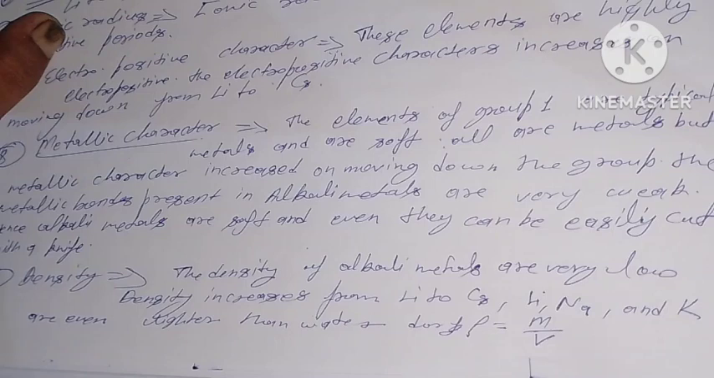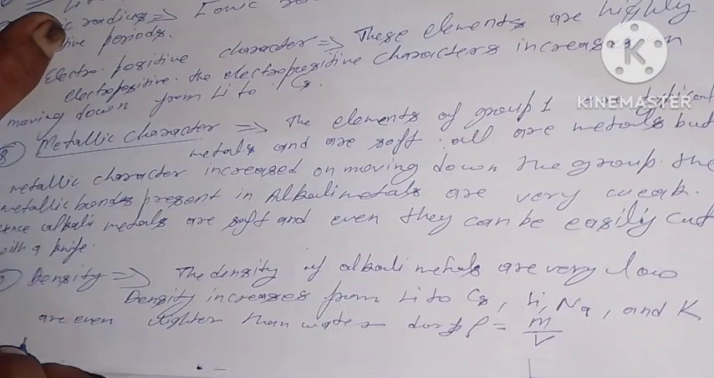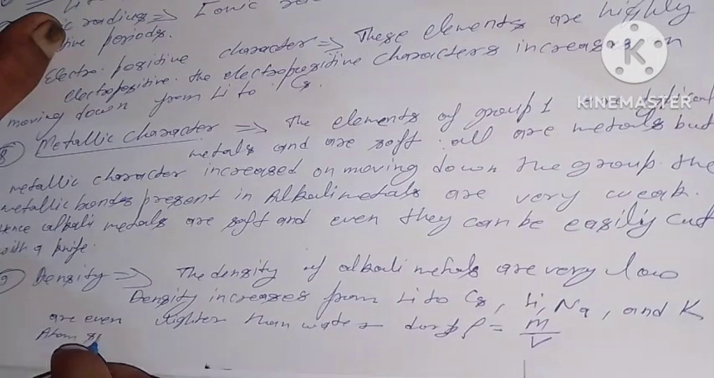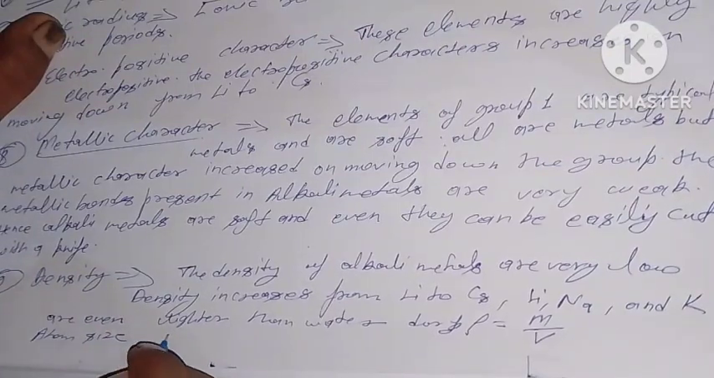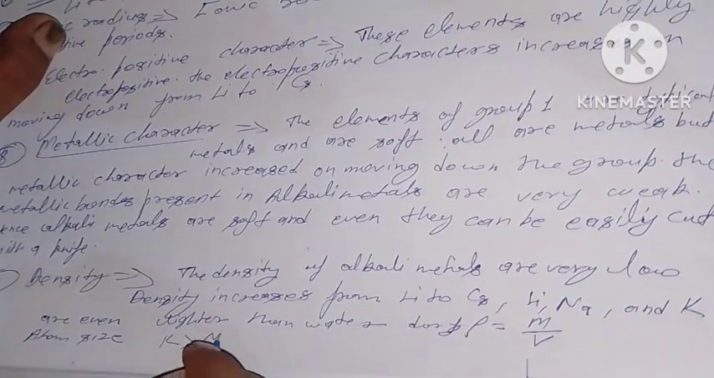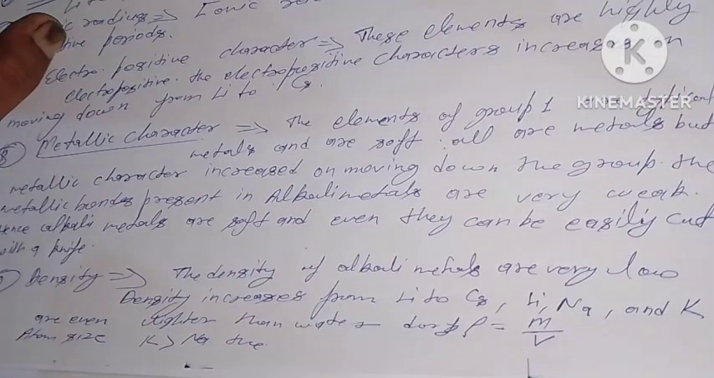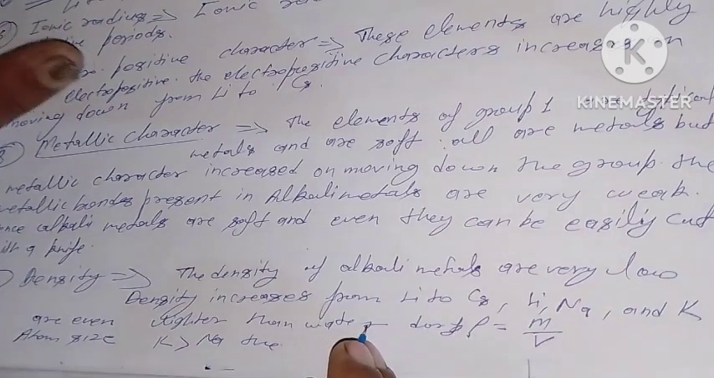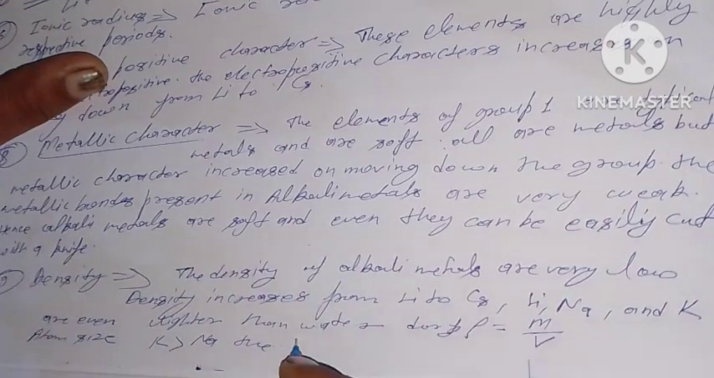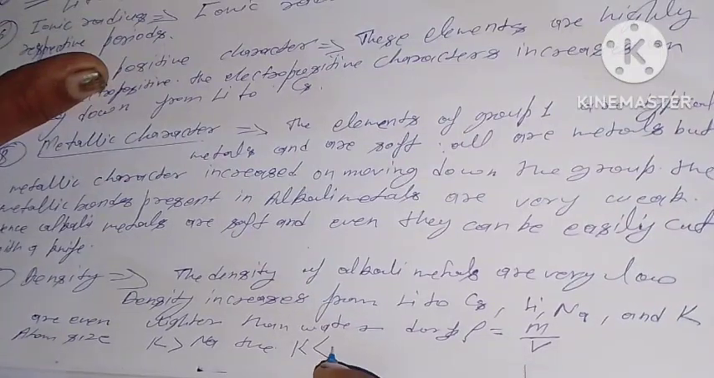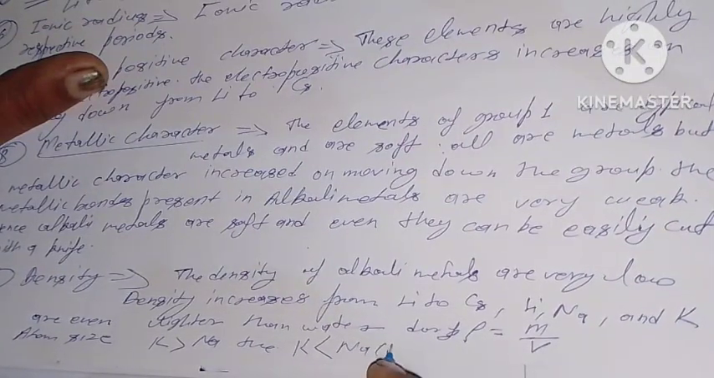Potassium is, however, lighter than sodium. This is an exceptional case in which the atom size of potassium is more than sodium. Potassium is, however, lighter than sodium in density.